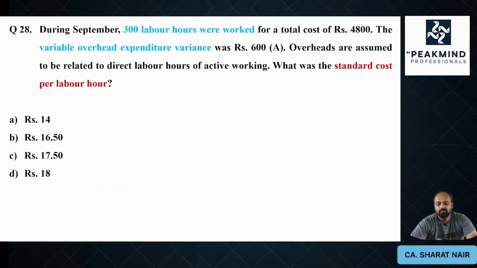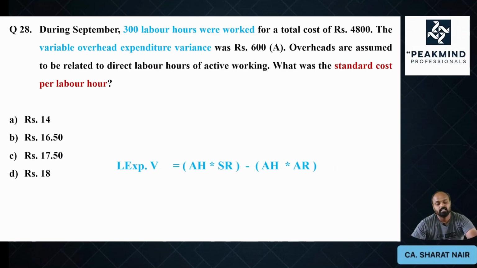Now during September, 300 labor hours were worked for a total cost of 4,800. The variable overhead expenditure variance comes to 600 adverse. Overheads are assumed to be related to the direct labor hours for active hours. Now, what was the standard cost per labor hour? So, this is a question from the standard costing chapter.